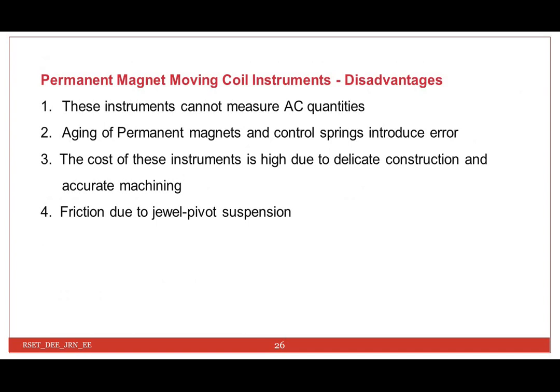Now we'll see the disadvantages. These instruments can only be used to measure DC quantities. Cannot be used to measure AC quantities. So it will show a zero reading always. Aging of permanent magnets and control springs introduce error. Cost of these instruments is high due to delicate construction and accurate machining. Friction due to dual pivot suspension.